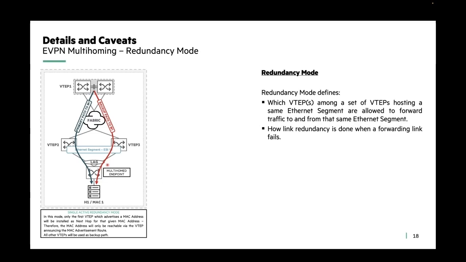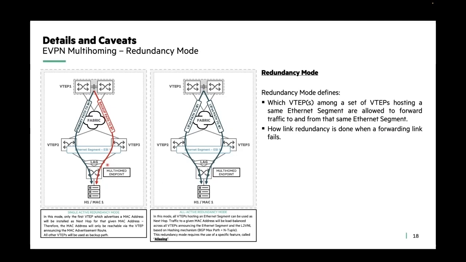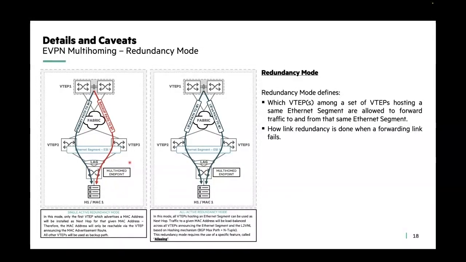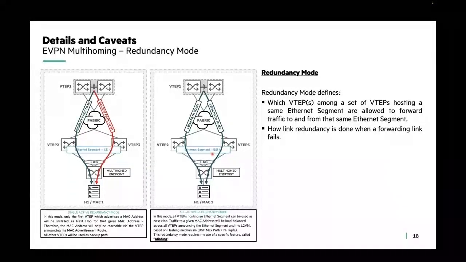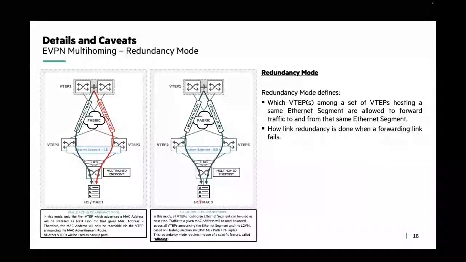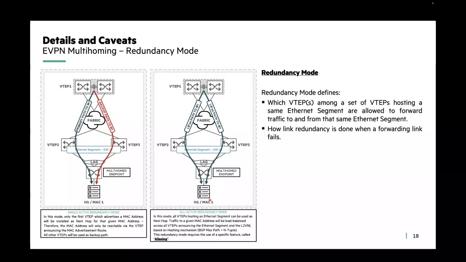on the primary VTEP. The second mode is called all active. In that mode, all VTEPs hosting an Ethernet segment will be used as next hops to a given MAC address. The traffic coming from a remote VTEP and which has MAC1, as an example, as a destination will be load balanced across all multi-homing VTEPs using two mechanisms, BGP multipath and ECMP. This way to load balance traffic is called aliasing, and we will discuss that in the coming slides.